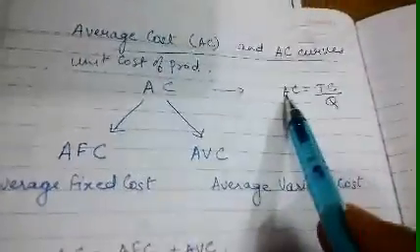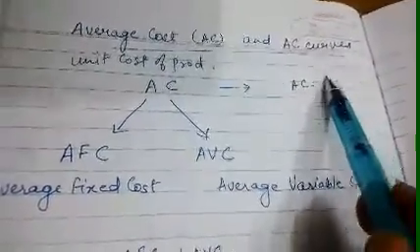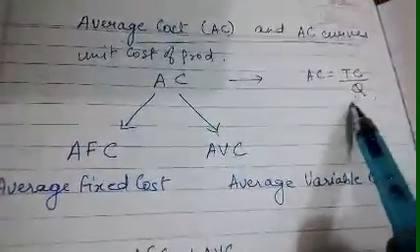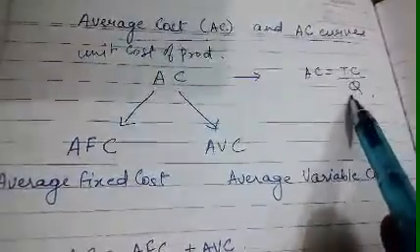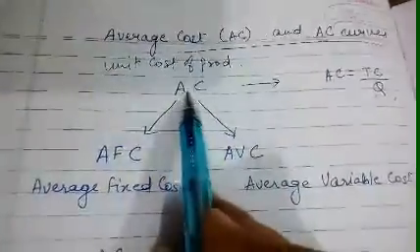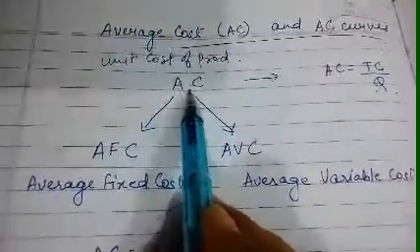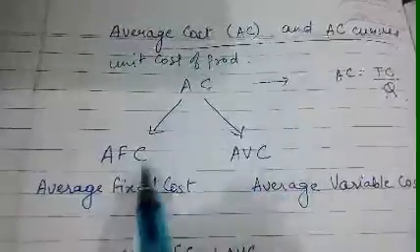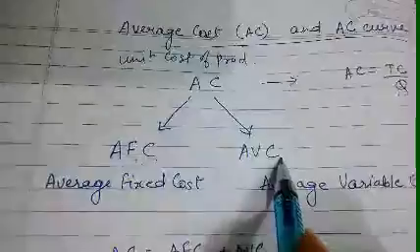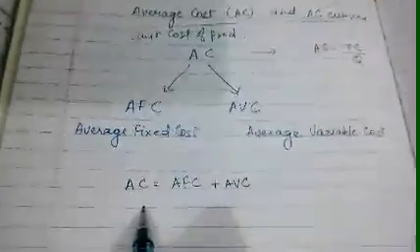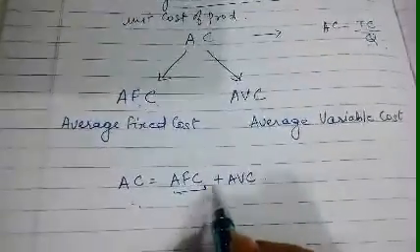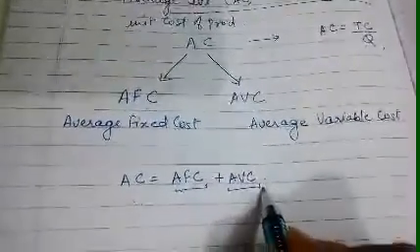So average cost we calculate by dividing total cost by quantity. Fine. So total cost divided by quantity produced. Okay, and average cost is further divided into two parts, average fixed cost and average variable cost. So average cost could be written as the summation of average fixed cost and average variable cost.